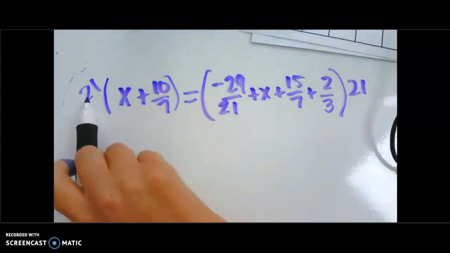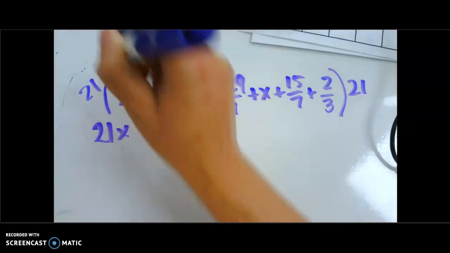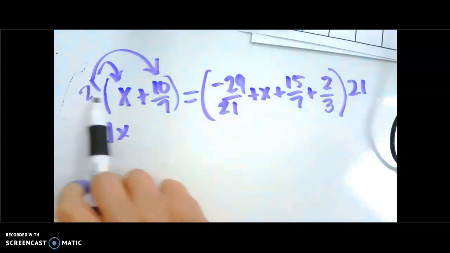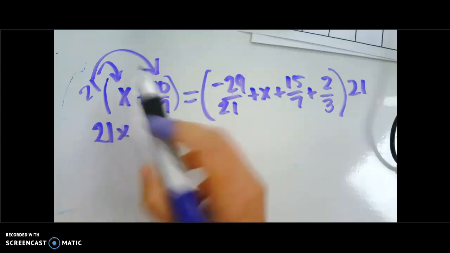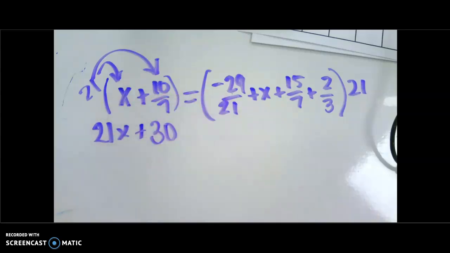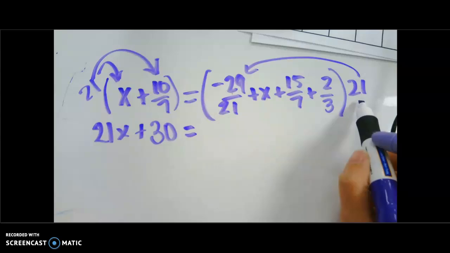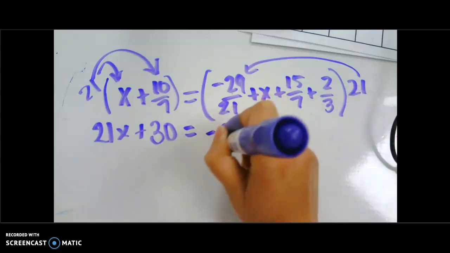So remember how this works. I'm going to take 21 times x, and now I have 21x. I'm going to take 21 times 10 sevenths. So I'm going to think of it as 21 divided by 7 is 3. 3 times 10 is 30. So that's what I have on this side. Equals. I'm going to do the same thing over here. Negative 29 21st times 21. The 21 and the 21 will divide out, and I'm left with just a negative 29.